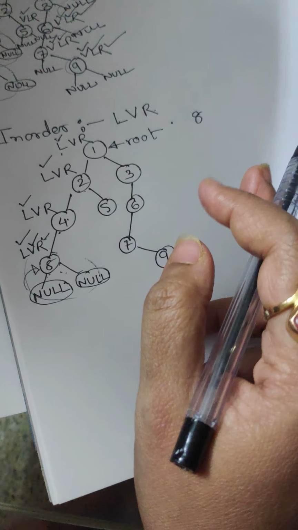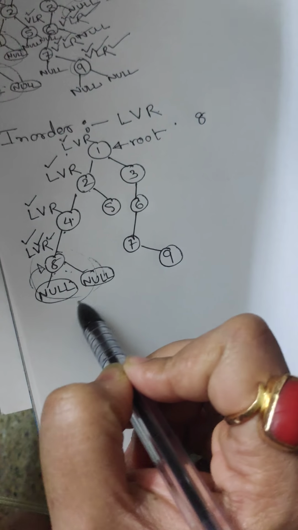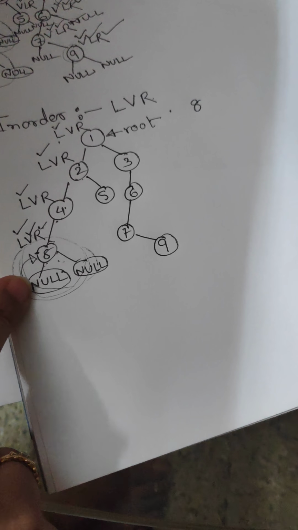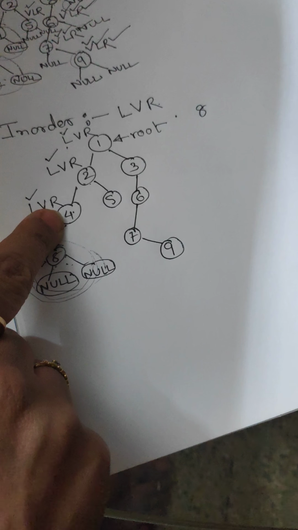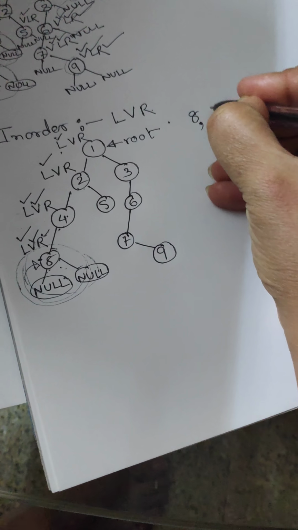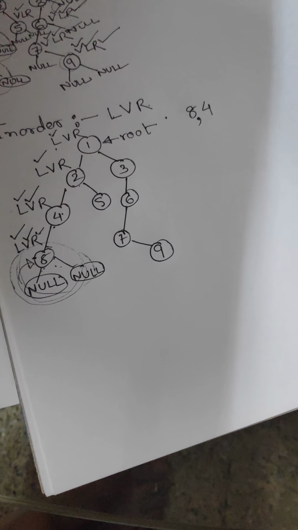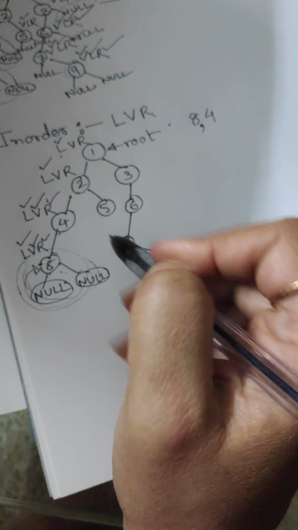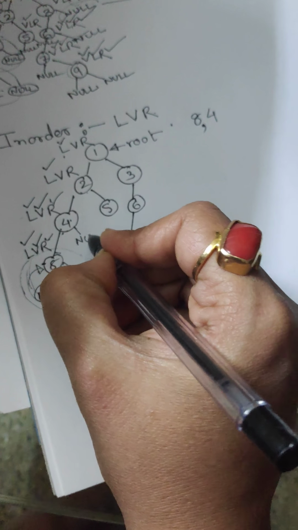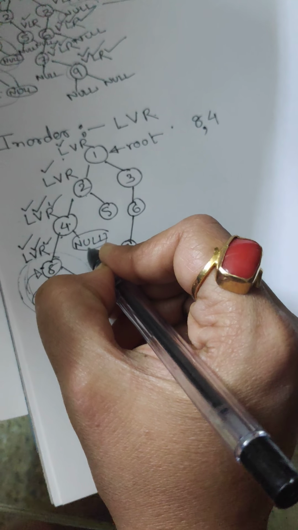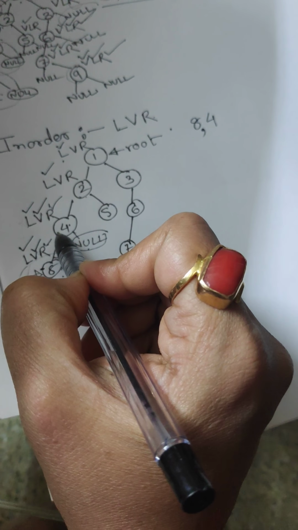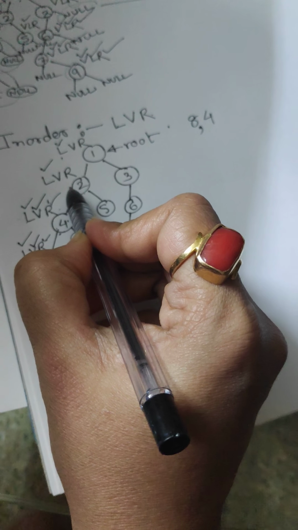Now if you look at the tree, you have already worked on the left child of 4. Now once you have worked on the left child of 4, you come back to 4 and you visit 4. That means you display the value of 4. Now after displaying the value of 4, you come to right child of 4. Right child of 4 over here is null. So you have nothing to work on. Since you are done with LVR of 4, you go back to 2.